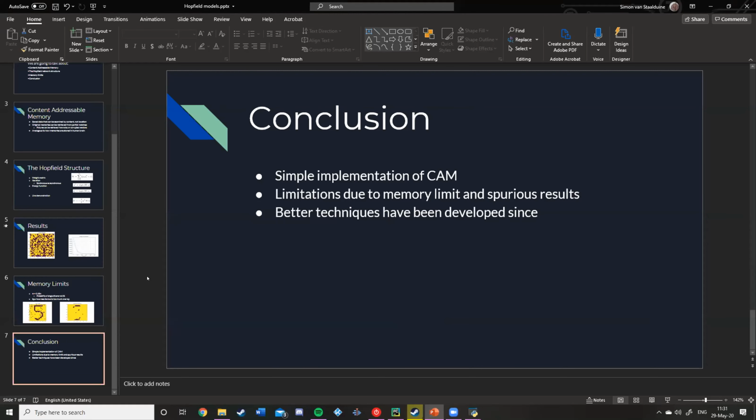Yeah, so in conclusion, Hopfield networks are a pretty easy, simple implementation of content addressable memory that can retrieve images from noisy or corrupted versions. However, they do have a lot of limitations with the number of memories that can be stored, and also with spurious results if there's too much overlap. And Hopfield networks were a very good starting place, but there have been some better techniques that have been developed in the years since they were designed.